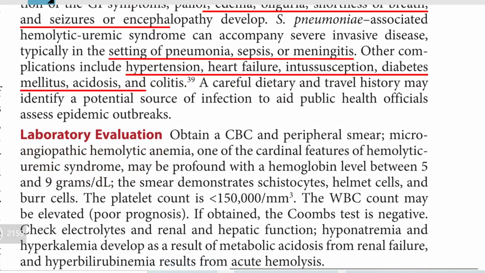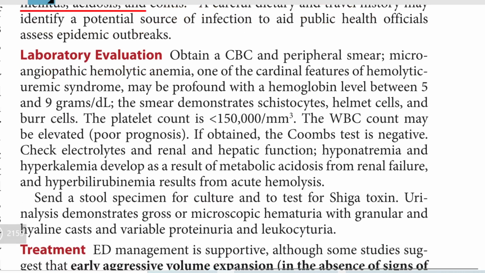Coming to the lab investigations, normally we'll send CBC, complete blood picture, and peripheral smear. There will be microangiopathy, because of which there will be hemolytic uremic syndrome. The hemoglobin level falls between 5 and 9, and the smear demonstrates schistocytes, helmet cells, and burr cells, which are consistent with microangiopathy. The platelet count will be decreased because of consumption of platelets. The WBC count may be elevated, which is suggestive of poor prognosis. The Coombs test is negative.